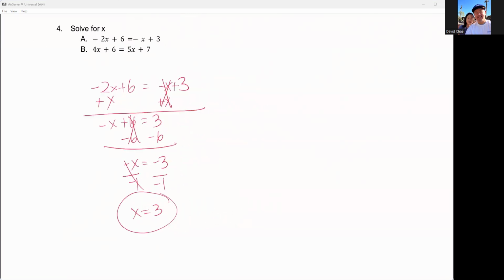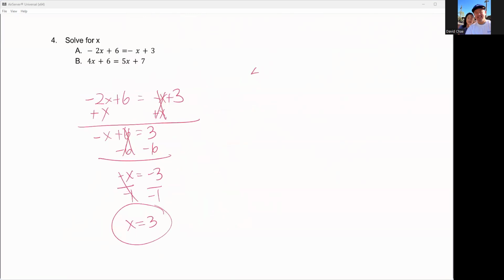Oh, dang it. All right, B is what? 4x plus 6 is equal to 5x plus 7. Thank you for letting me know. What's the first step? Subtract 4x. 6 is equal to x plus 7. What do you do next? Subtract 7. So x is equal to, what's 6 minus 7? So 1. Negative 1. Again, that's why we did the integers.